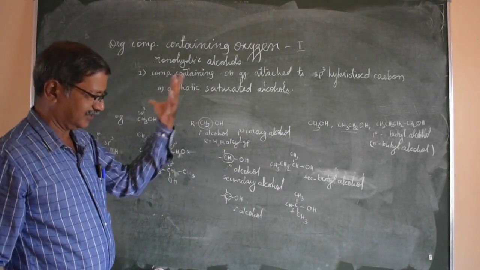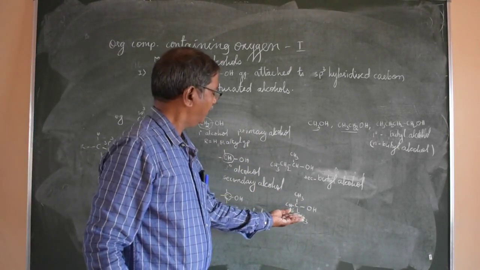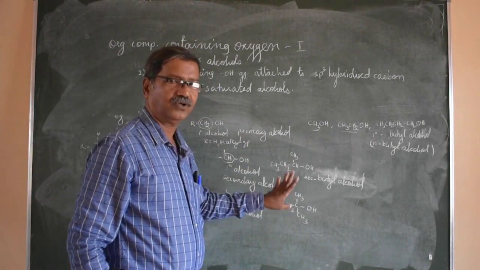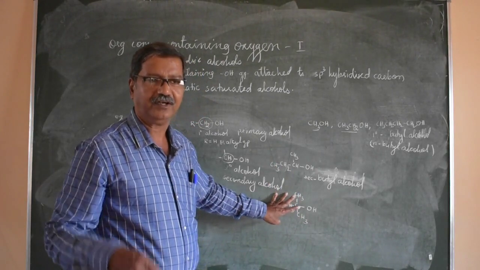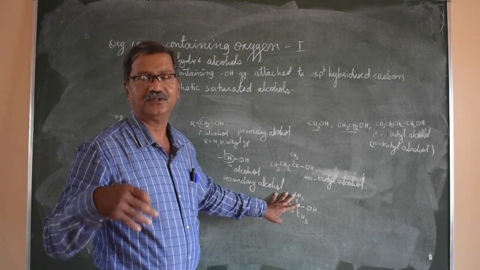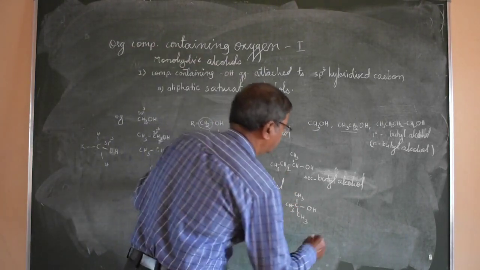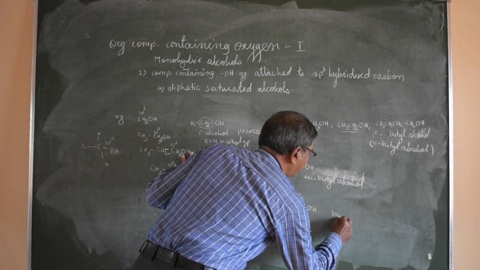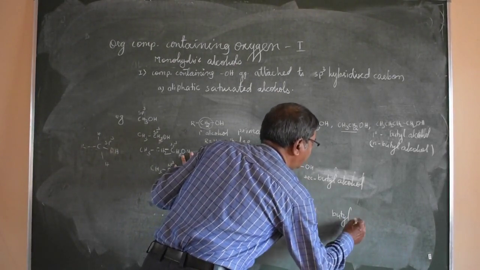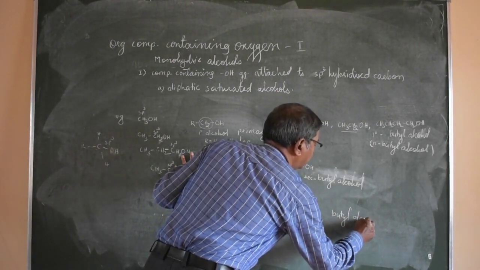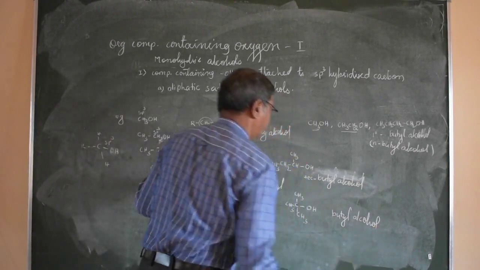This is also butyl alcohol. See, total number of carbon: 1, 2, 3, 4. 4 carbon are there. When we have 4 carbon, butane. So one hydrogen less means butyl. So this one is also butyl alcohol, but the structure is different.